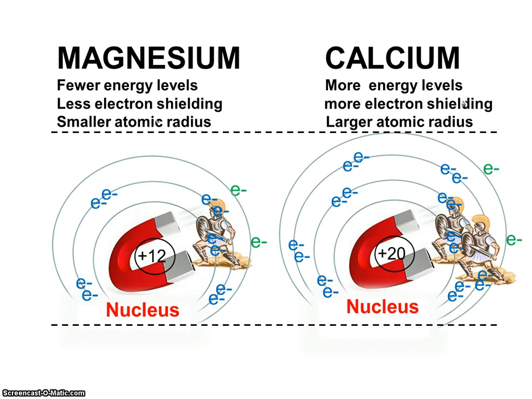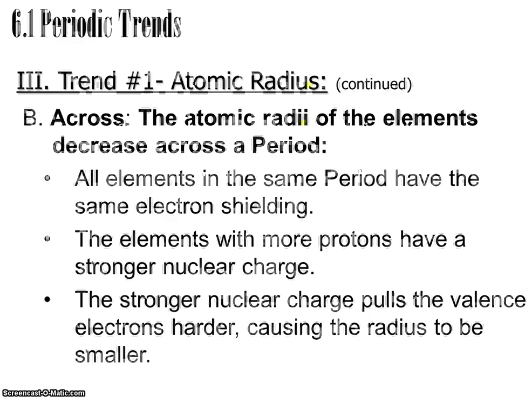If you compare magnesium and calcium, you can see that magnesium has fewer energy levels, so it has less electron shielding, and therefore a smaller atomic radius. Calcium, on the other hand, has more energy levels, more electron shielding, and therefore a larger atomic radius. We could predict this by knowing the trends. We could also look at the electron configuration for each of these elements and determine this answer.